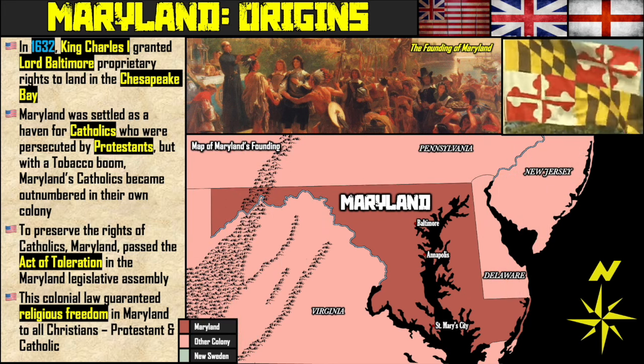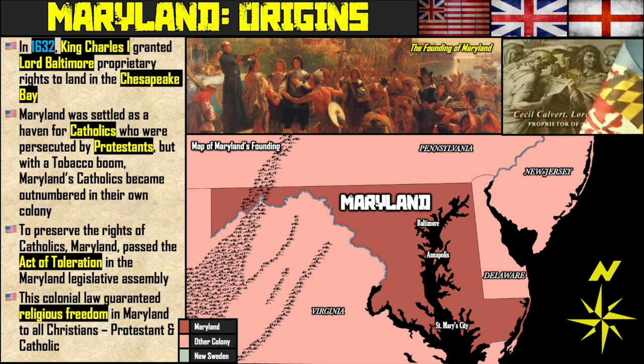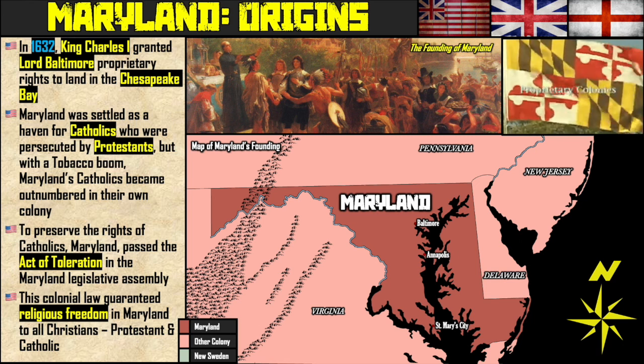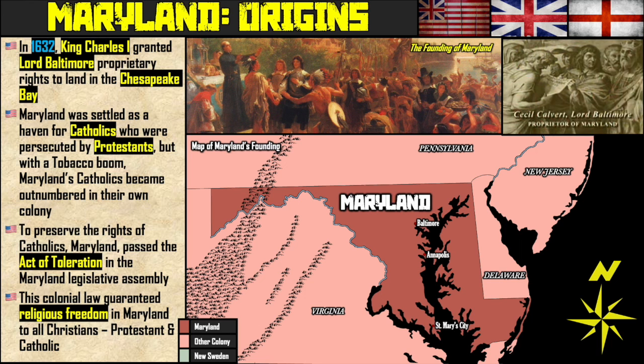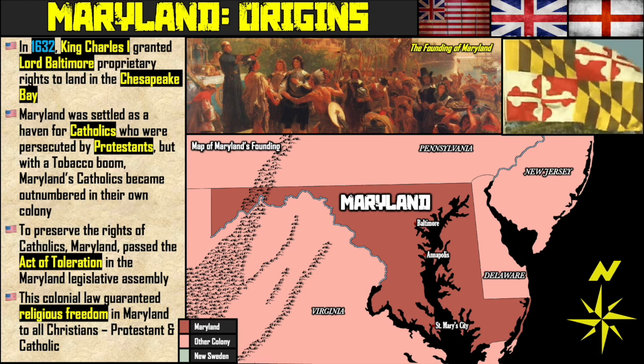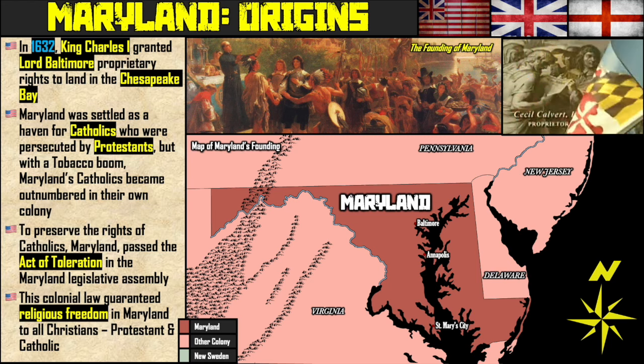To preserve the rights of Catholics, Maryland passed the Act of Toleration in the Maryland Legislative Assembly. This colonial law guaranteed religious freedom in Maryland to all Christians, Protestant and Catholic. It is an early cornerstone of religious freedom in the United States.